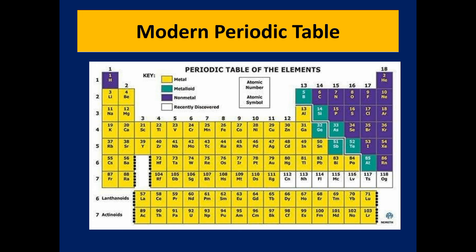Here on the right hand side of the periodic table, you can see non-metals, and on the left hand side, you can see the metals. And there is one zigzag line on the right hand side of the periodic table. The metalloids lie along that zigzag line. Metalloids, as you know, show the properties of both metals and non-metals.